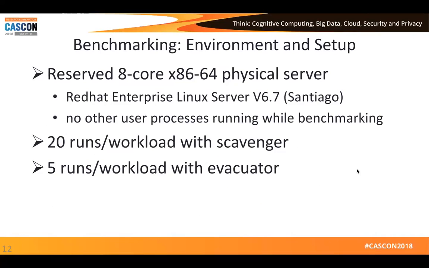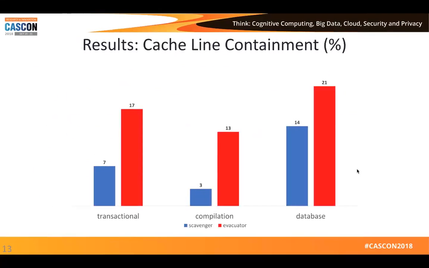So in terms of cache line containment, how do we do? Well, with the transactional workload, Scavenger gets about 7% cache line containment and Evacuator is 17%. The data compilation workload, 3% for Scavenger, 13% for Evacuator. And with the database workload, 14 for Scavenger, 21 for Evacuator. So we get a fairly substantial bump in cache line containment with Evacuator. I'm not really very impressed with these results, and I know that we can get better.